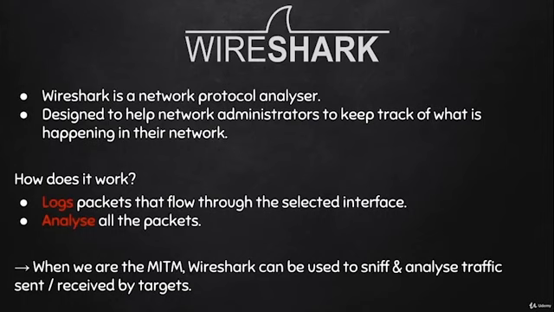The way that Wireshark works is it allows you to select an interface, and then logs all the packets or all the traffic that flows through that interface. So you're selecting an interface. It could be a wireless card, it could be a wired card on your current computer, and then it'll start logging all the information that flows through that interface.